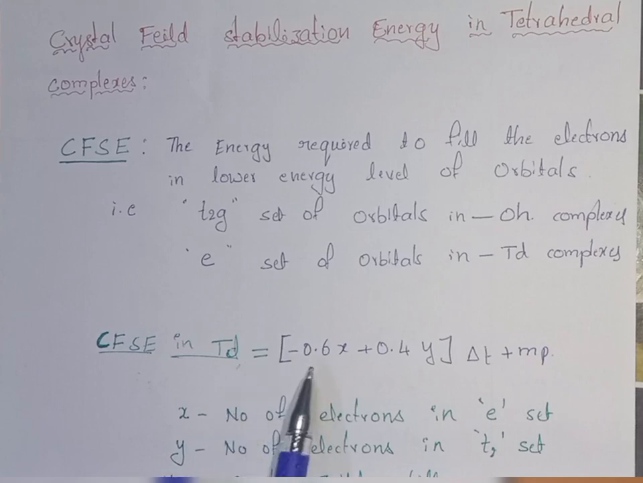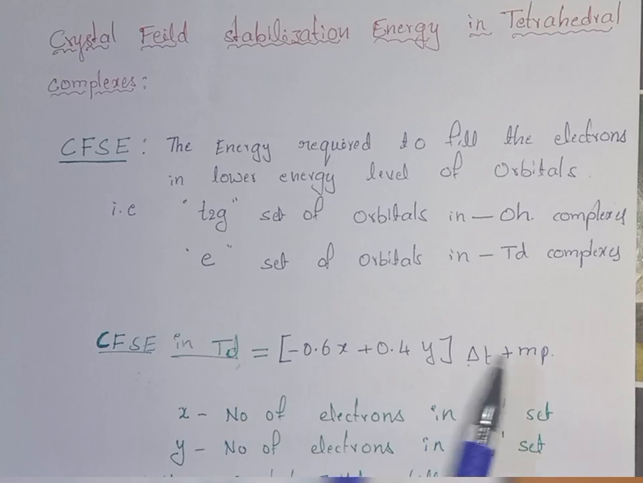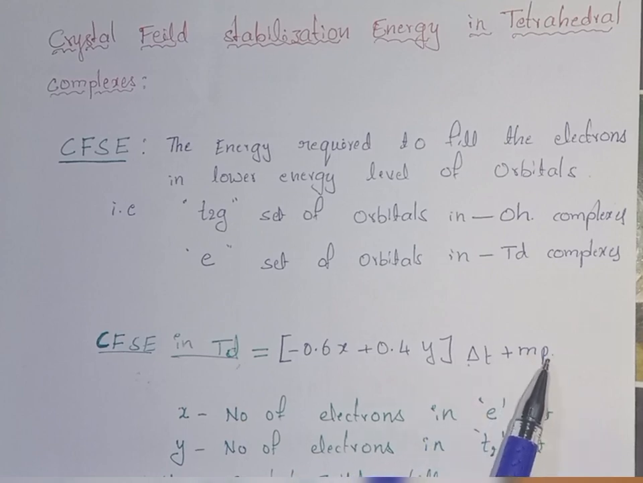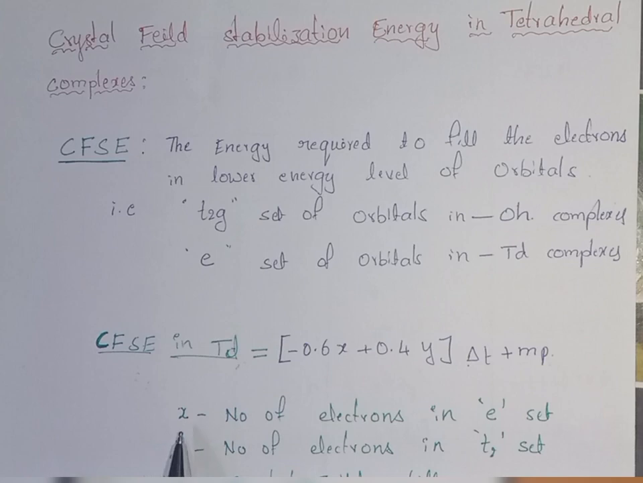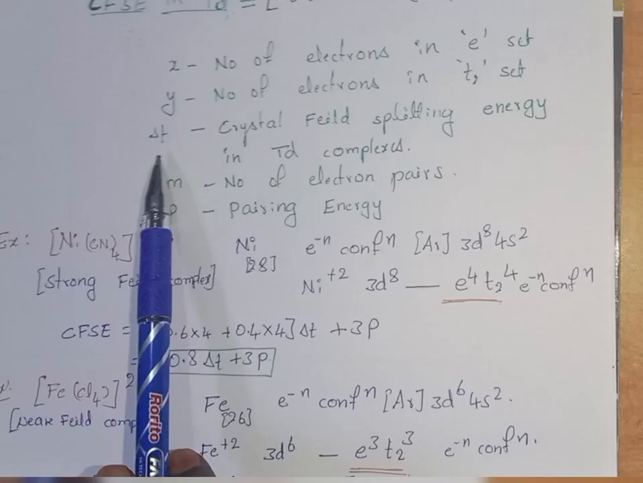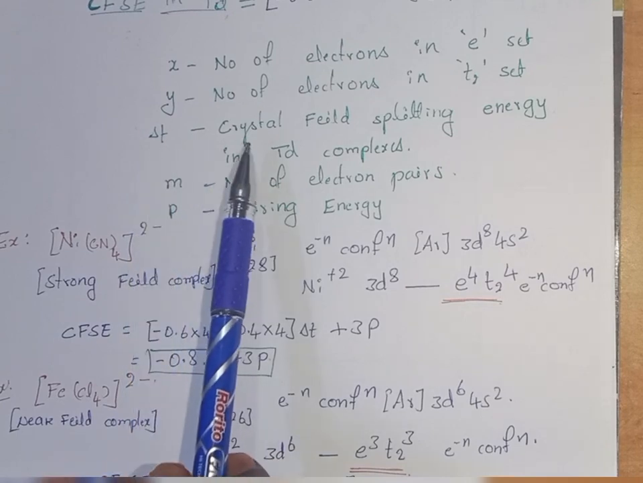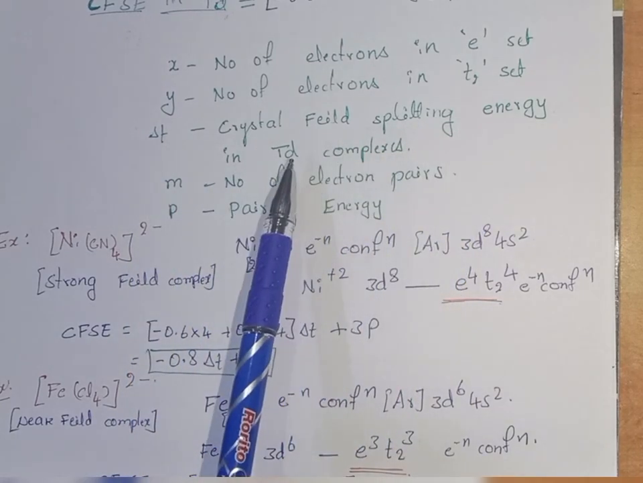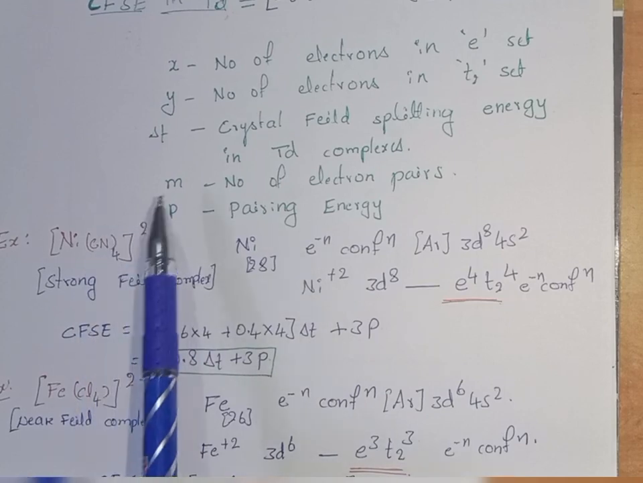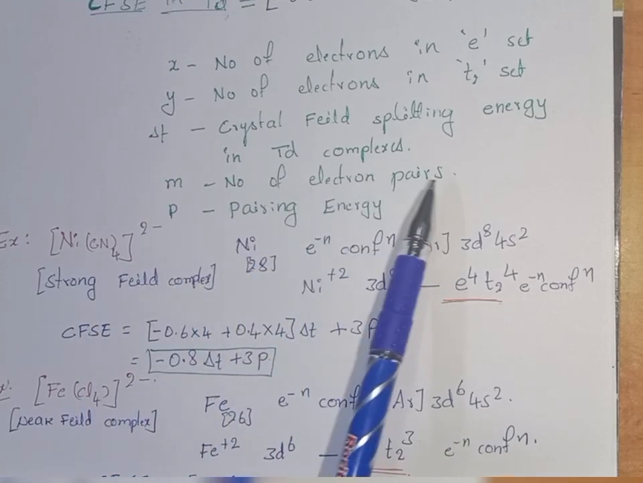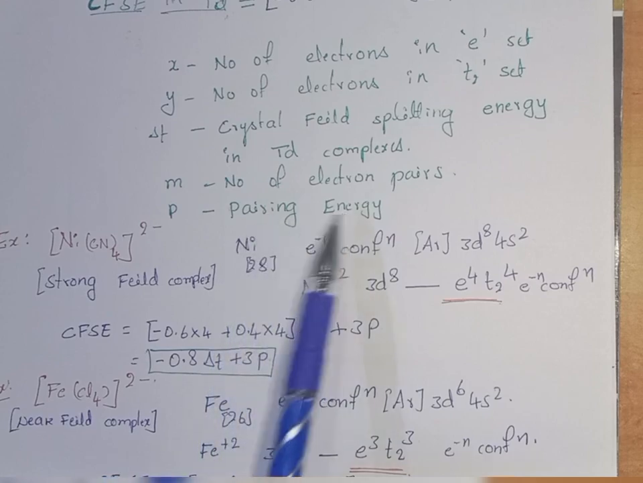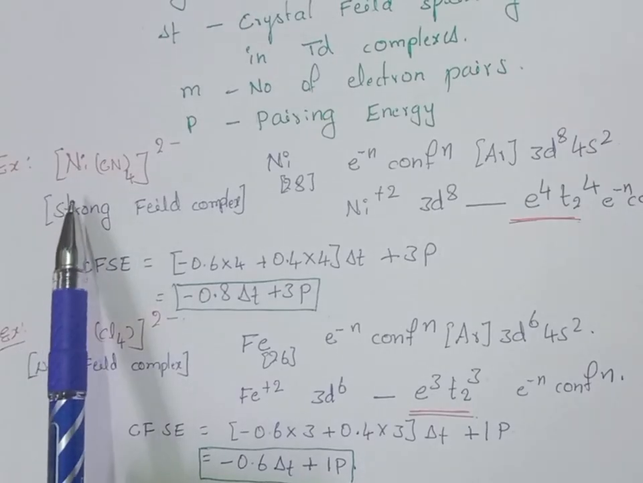The formula is CFSE = -0.6x + 0.4y Δt + mP. Here we go through the terminology. x is the number of electrons in the e set of orbitals, and y is the number of electrons in the t2 set of orbitals. Δt is the crystal field splitting energy in tetrahedral complexes, m is the number of electron pairs, and P is the pairing energy. Let us go for an example.